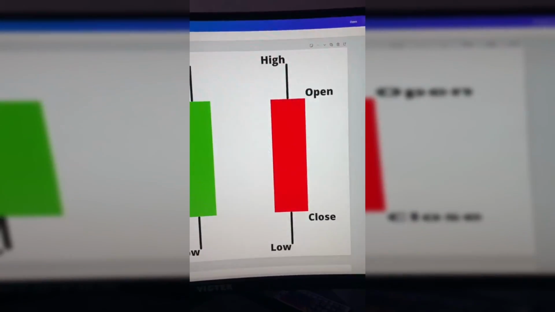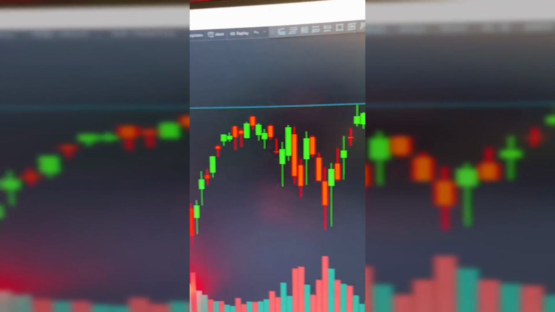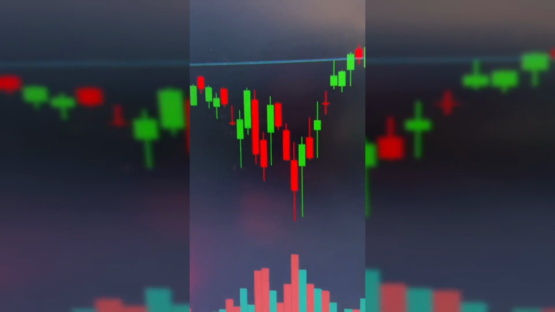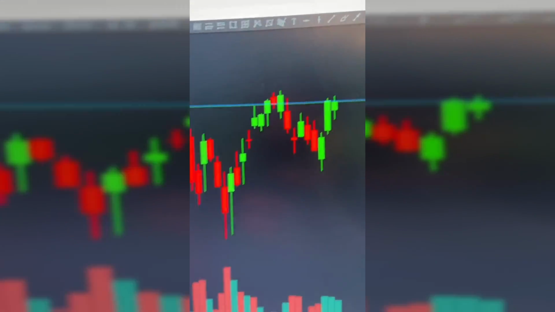Now that you know how to actually interpret a single candlestick, you'll see that a bunch of them put together makes up a stock chart. So you'll notice when we start turning down in price, you'll see a lot more red candlesticks. That's because price is decreasing. And then when we go higher, you'll see a lot more green candlesticks.